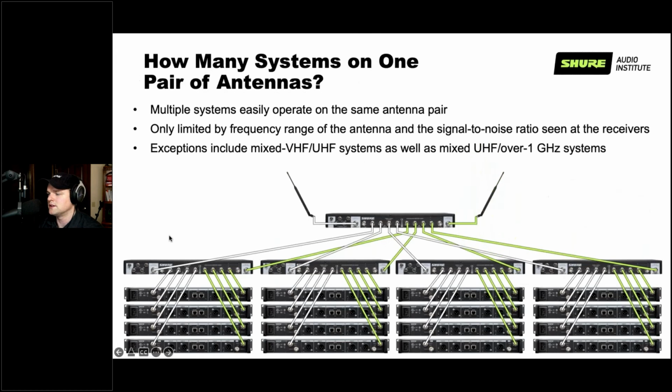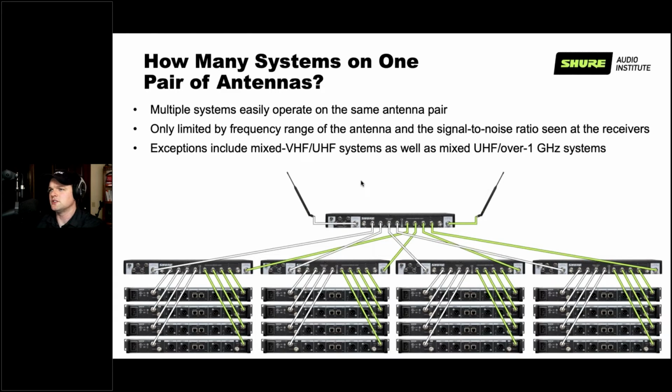Okay, one thing I want to touch on real quick. Try not to rush too much here. This is a common question: how many systems can I get on one pair of antennas? I'm not going to jump too deep into antenna distribution, but you can put quite a few systems on just 2 antennas, as long as the antennas themselves cover the range of frequencies of all the wireless systems connected to it. You can get a lot.